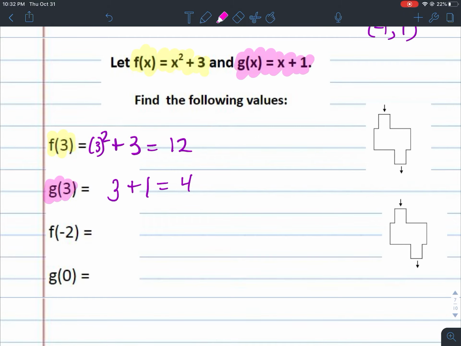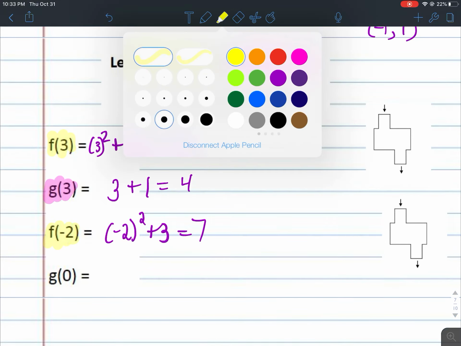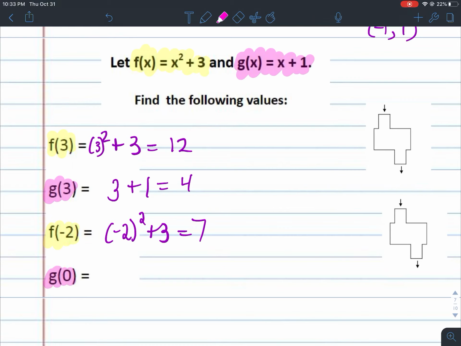And now we're going to go back to Frank. And we're going to say, Frank, now I need to substitute in a negative 2 for the x. So instead of it being x squared plus 3, I'm going to do negative 2 squared plus 3, which is 4 plus 3, which is 7. And then I'm going back to George. And I'm saying, George, I'm going to plug in a 0 for you. So 0 for the x plus 1, which is 1. So it's really just almost like fancy substitution. But it is helpful in this case because when you have 2 different functions, now I know, well, what am I substituting into, what equation, what expression, which function?